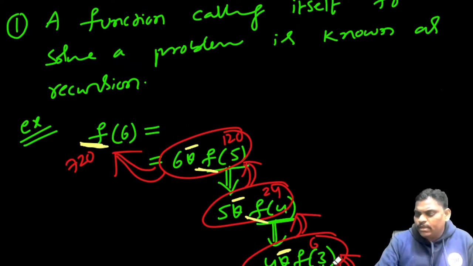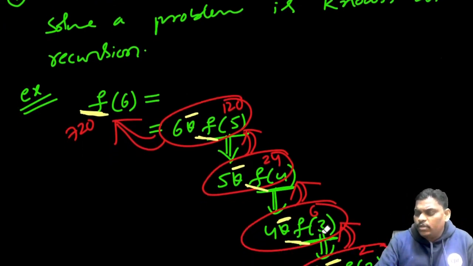4 into factorial of 3. Factorial of 3 also you don't know. 3 into factorial of 2. If you don't know, go down. If you know, go up. If you know, go up. If you don't know, go down.